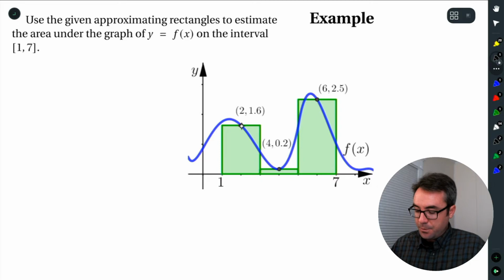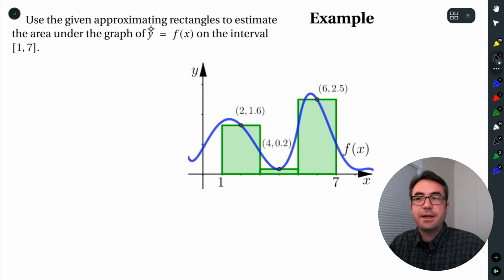And a few points on this curve are plotted. So when x is 2, we know the height of the curve is 1.6, or the function value is 1.6. When our x value is 4, the function value is 0.2. And then when x is 6, the function value is 2.5. All right, so what we're seeing here is the graph of y equal to f of x. That's plotted for us. But then we're also given a few approximating rectangles.